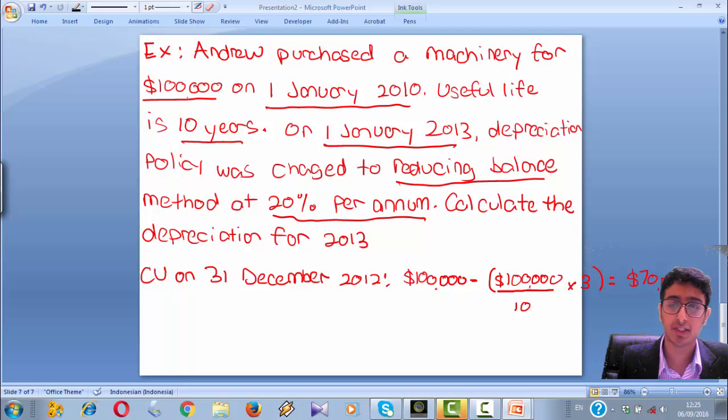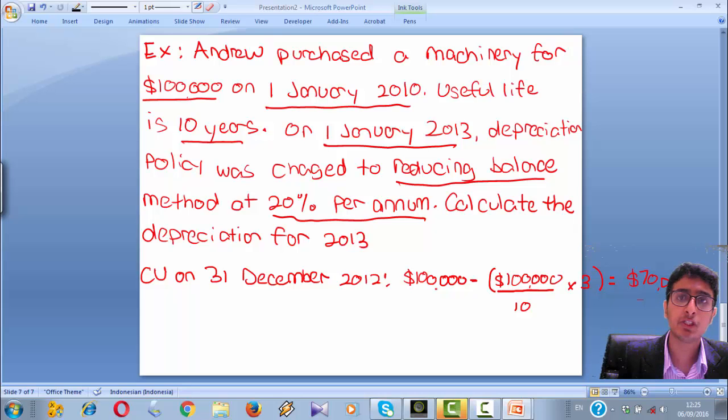My depreciation per year is $10,000, which is 100,000 divided by 10, and 3 years have passed. That means my accumulated depreciation is 30,000. My carrying value would then be cost minus accumulated depreciation, which would be 100 minus 30, which equals 70,000.